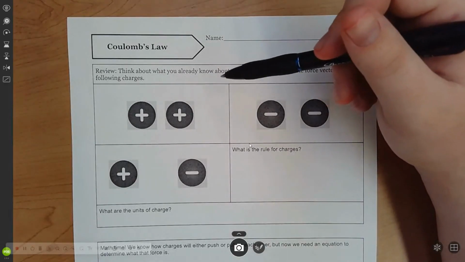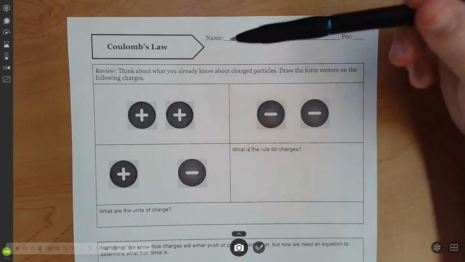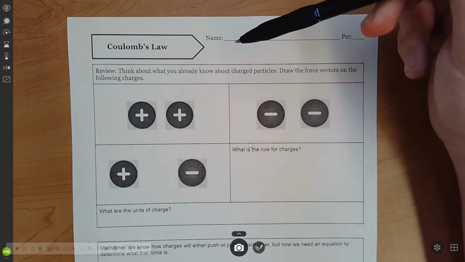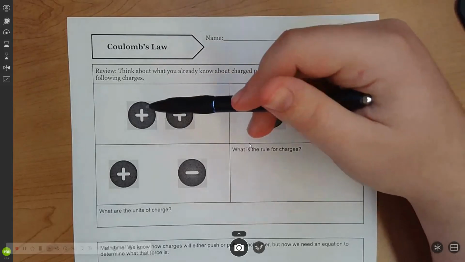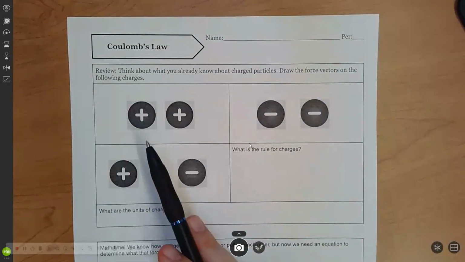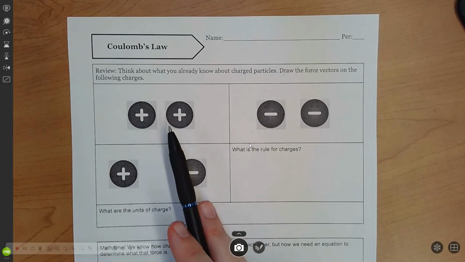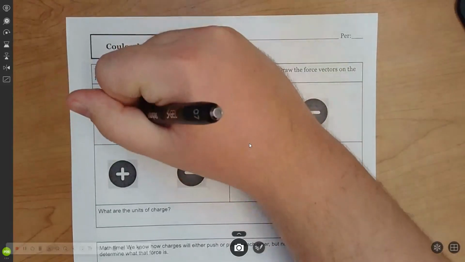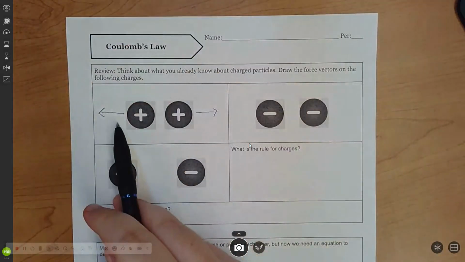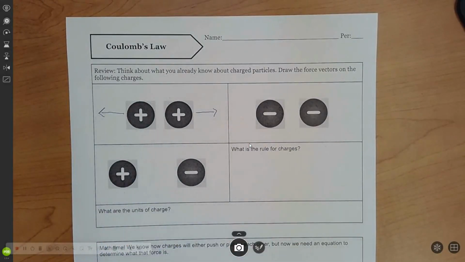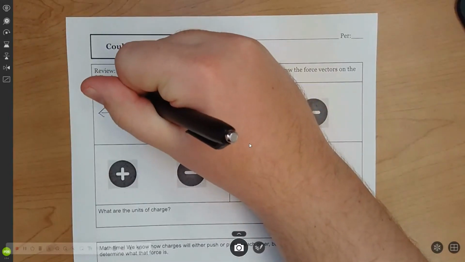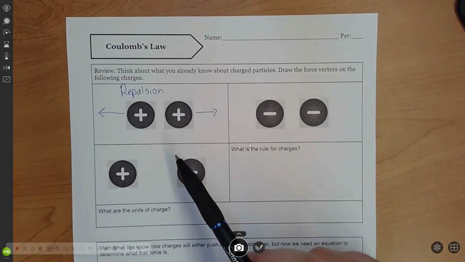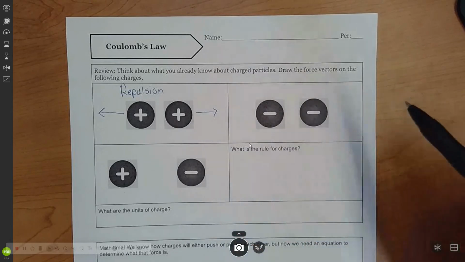So for the first part here, we've got some different charges that we're going to look at, and you should have learned this in 8th grade already, so we're going to go pretty quick through it. When we have the same charge, so the pluses are positives, here we've got two positives right next to each other. Since they're the same, they are going to push away from each other. So we can just draw the arrow showing that these are going to be pushed away. We call that repulsion, because they are repelling each other. So we call that process repulsion.